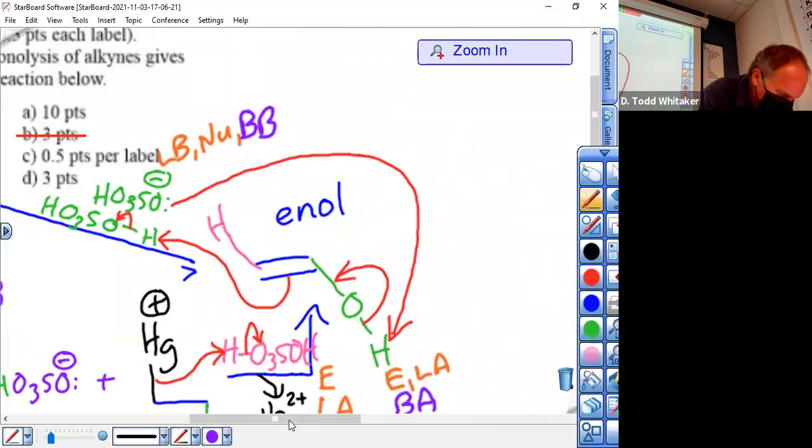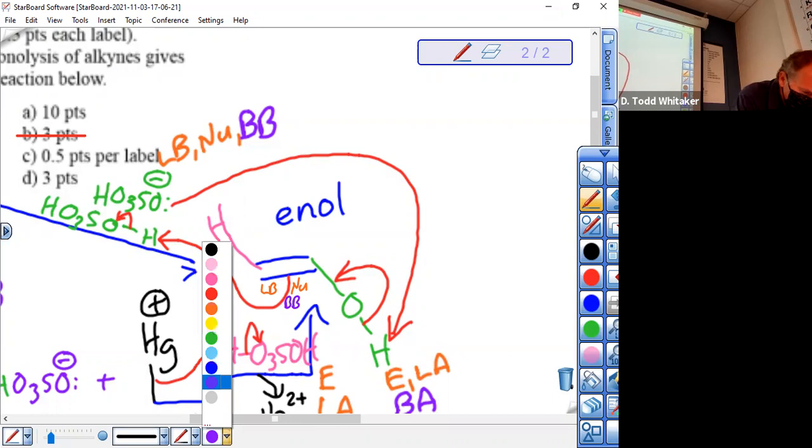This portion of the molecule is a nucleophile. It's attacking a proton, so it's also a base. And the thing getting attacked is an electrophile. It's getting attacked, so it's an electrophile, synonymous with Lewis acid. And protons being attacked, it's a Brønsted acid.